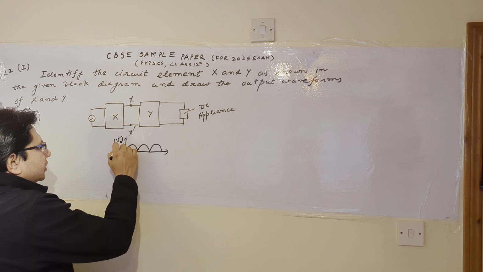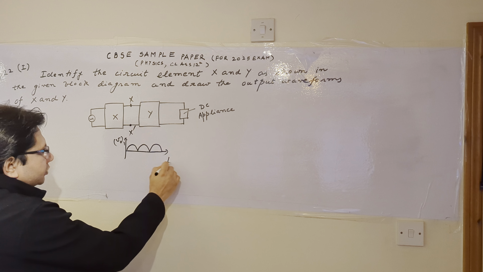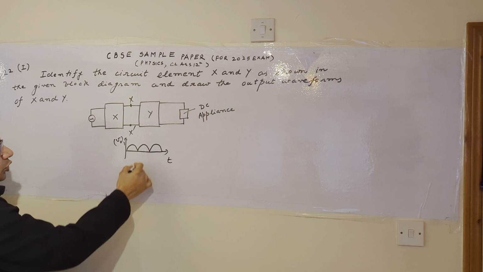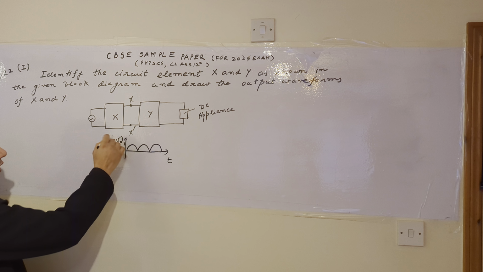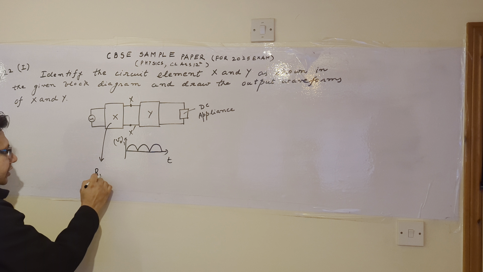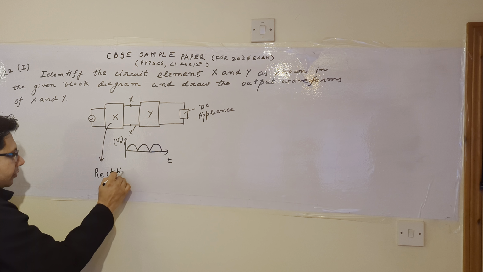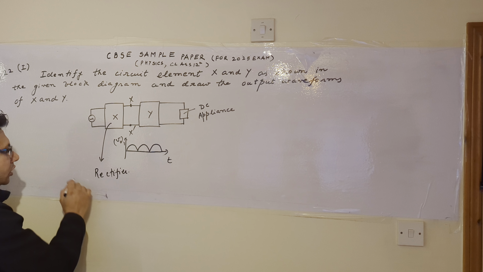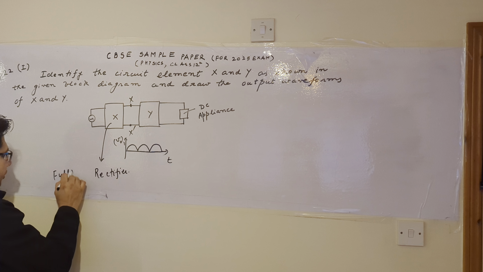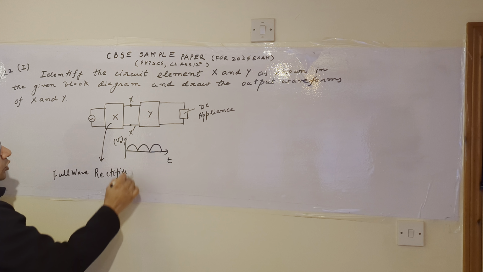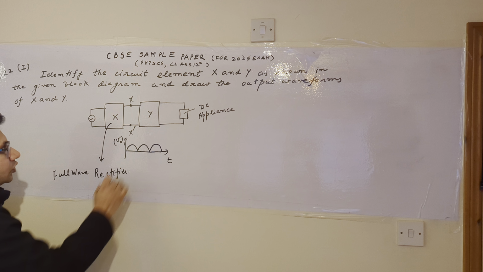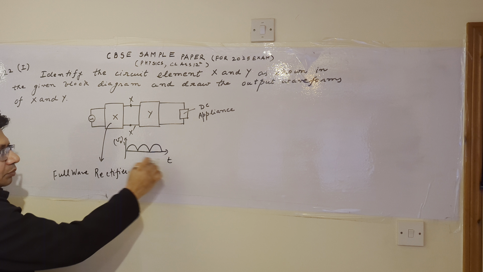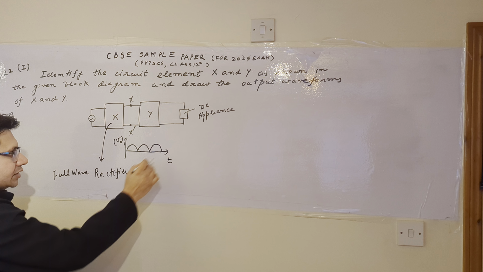Let us call it the output waveform first with respect to time. So this is the output of X. Now the element X here is a rectifier. In this particular case, the waveform corresponds to a full wave rectifier. So X is a full wave rectifier, and the output of the full wave rectifier is a pulsating DC.